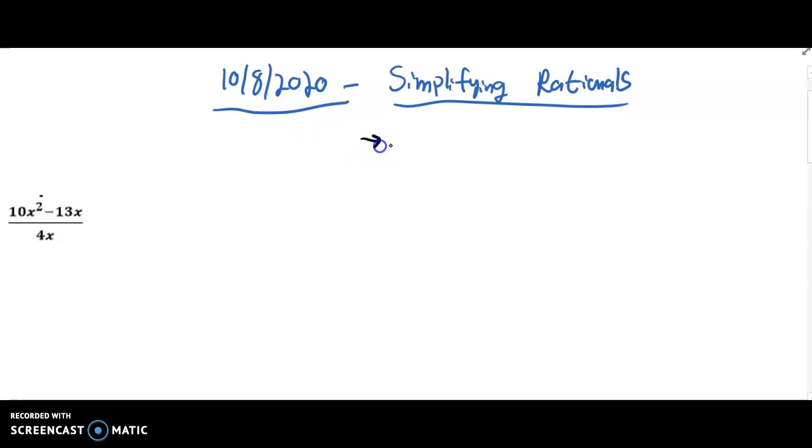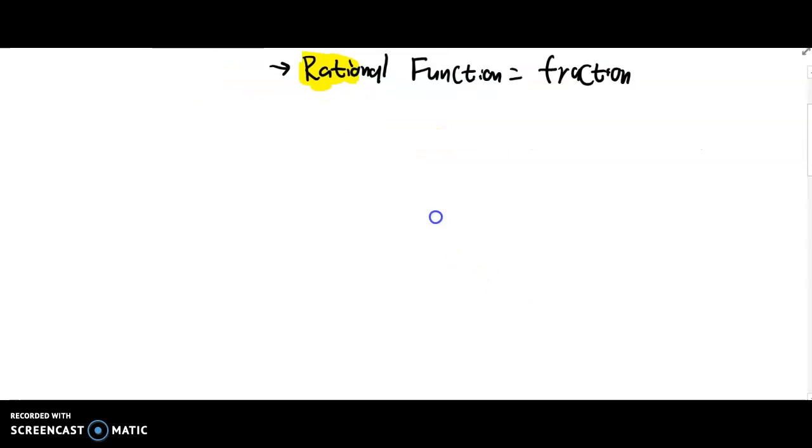Okay, before we really get started, a rational function is literally just a function that is a fraction. Think rational like ratio, right? It literally has the word ratio in it. Ratio is just another way to say fraction. So we're saying a function that has a ratio, just a function that has a numerator and a denominator. Okay.